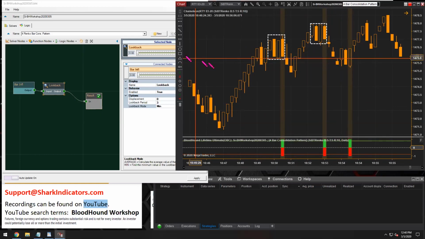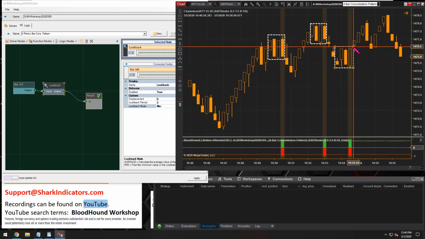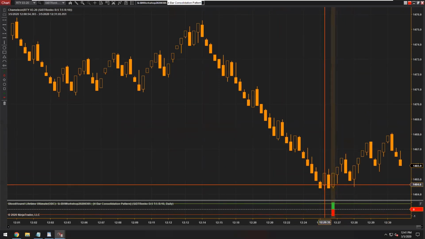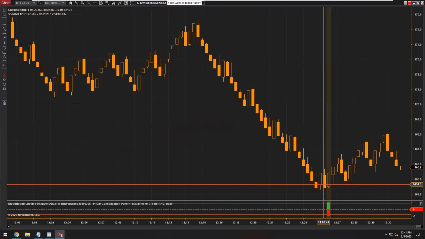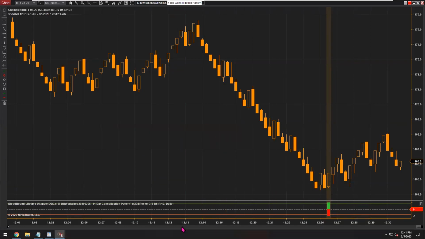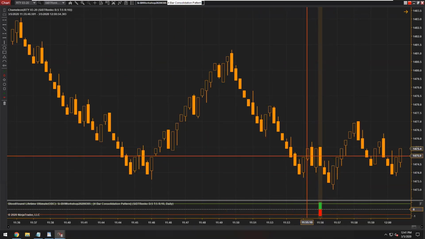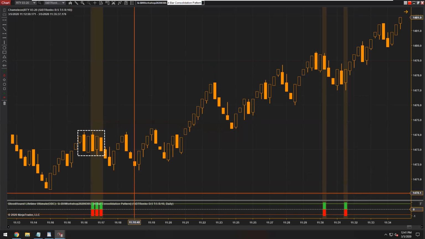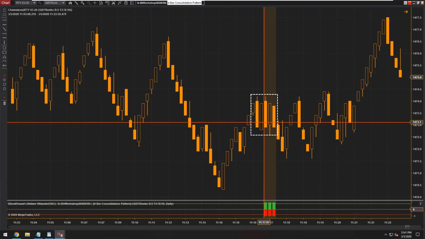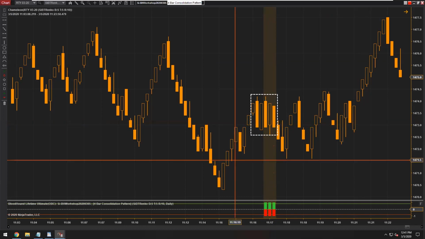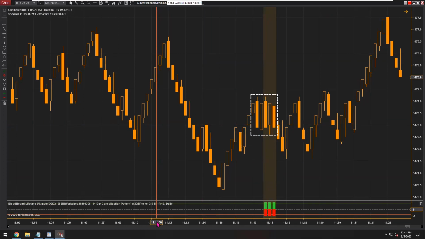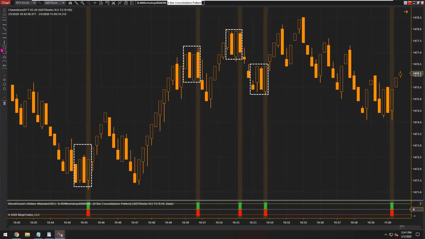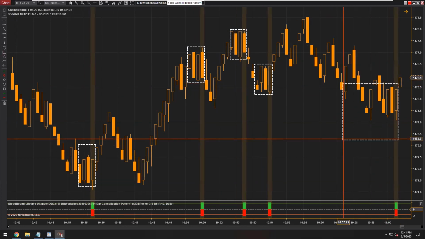Actually, wow, there's a lot more of these around. There you go, there's another one. So down, up, that's 4 bars. There we go. Here's another one: up, down, up, down. And here's another one that actually lasted for like 6 bars. And then here's a whole bunch right in this section here.